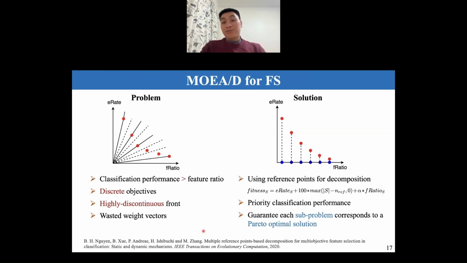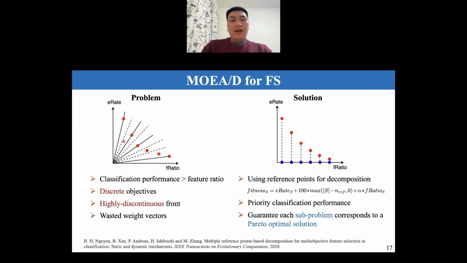Unfortunately, the answer is no, and there are several reasons for that. Firstly, if you think of feature selection, we don't have a very nice continuous front like this. The front we have in feature selection is actually highly discrete. Okay, so we only have discrete points here, which represent the number of features and the classification error rate. Okay, so if we don't define the weight vector carefully, for example, this weight vector doesn't correspond to any Pareto solution. So we are wasting search effort on that. Okay.